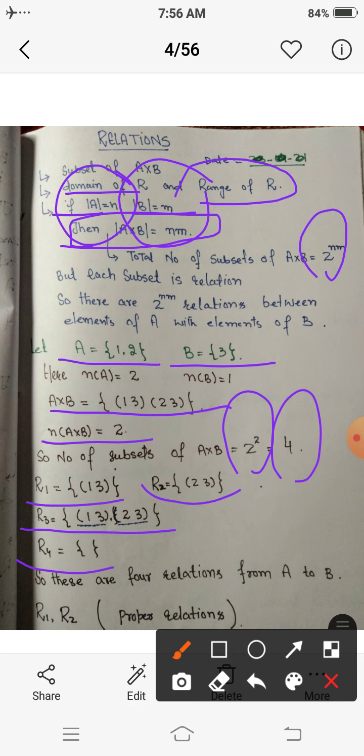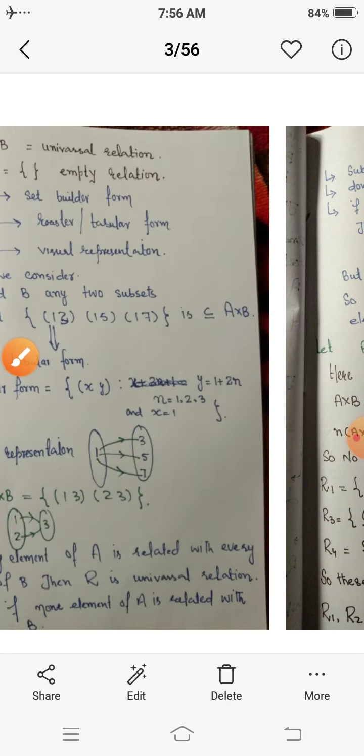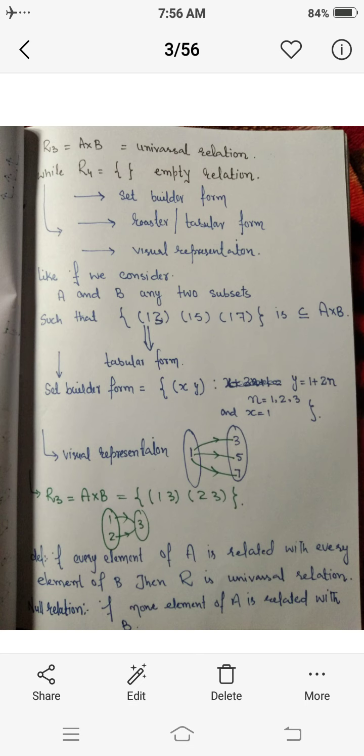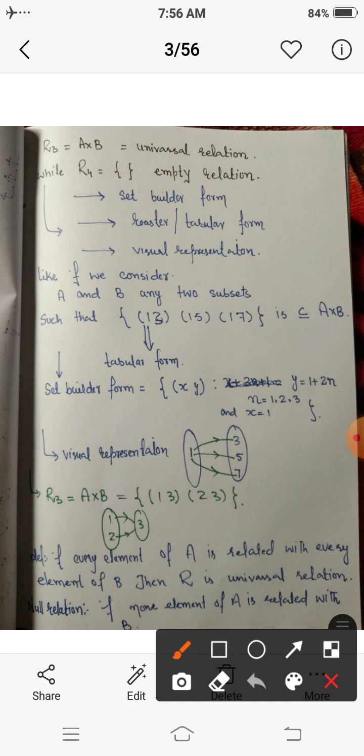Now here R1 and R2 are proper subsets of A cross B, so these are called proper relations. While R3, when we consider this as a subset and in turn as a relation, is called the universal relation, because every set is a subset of itself. So this is the universal relation. Similarly, if we consider R4 as a subset, which is a trivial subset, this is called the empty relation.